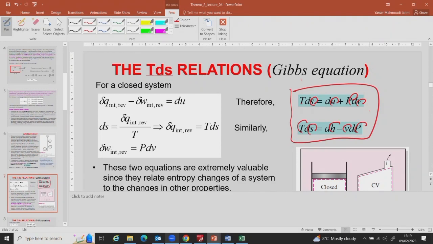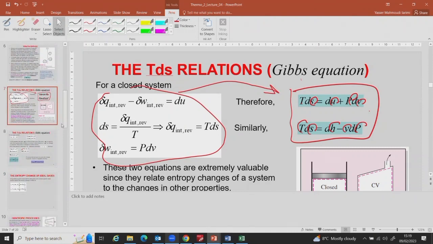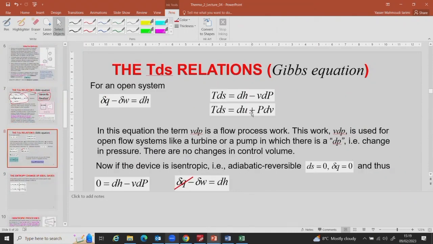Okay. So this Gibbs equation. Why are we using them? Here what I'm showing is how we can prove this equation. It's a very simple mathematical manipulation, so try it at home. It's not a difficult thing to understand. It's when we use this for an open system. You remember that for an open system, this is the first law of thermodynamics written in this form. And these are the two Gibbs equations that we have.